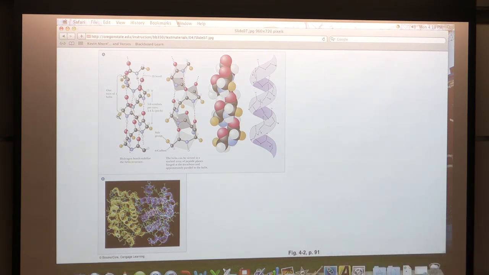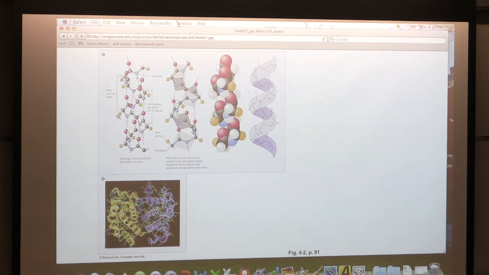Well, why do structures like this arise? The reason we see secondary structure is that hydrogen bonds form between the various groups within the polypeptide chain. That's the safest way to say that. Okay?